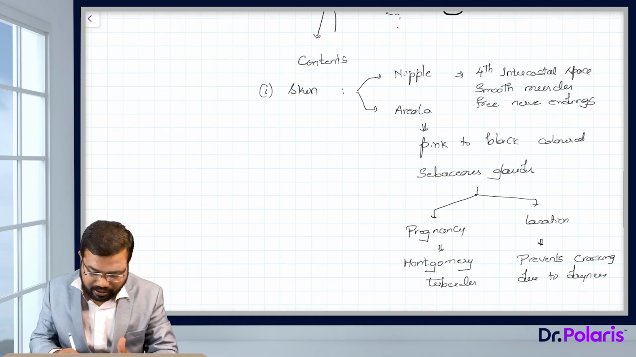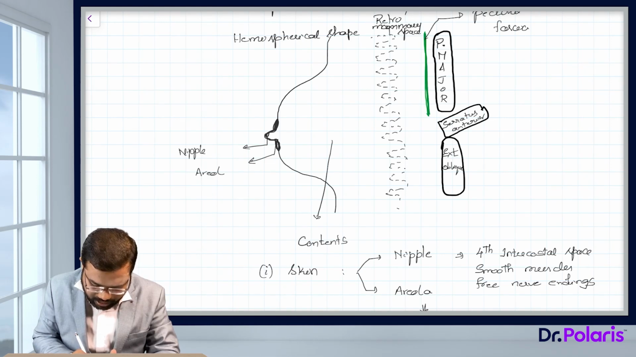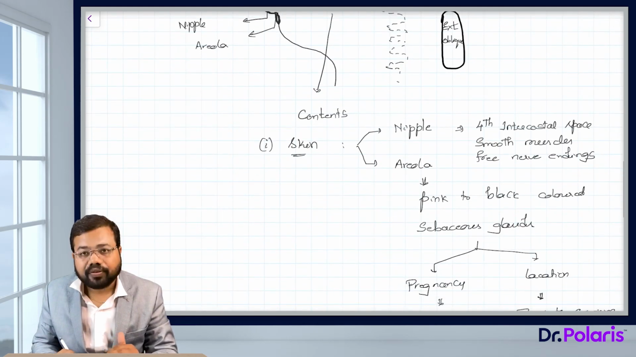That's about the first part. So this is a projection called the nipple, and surrounding this projection there is a black structure called the areola, which is a part of the skin. That's why we discussed it under the skin heading.